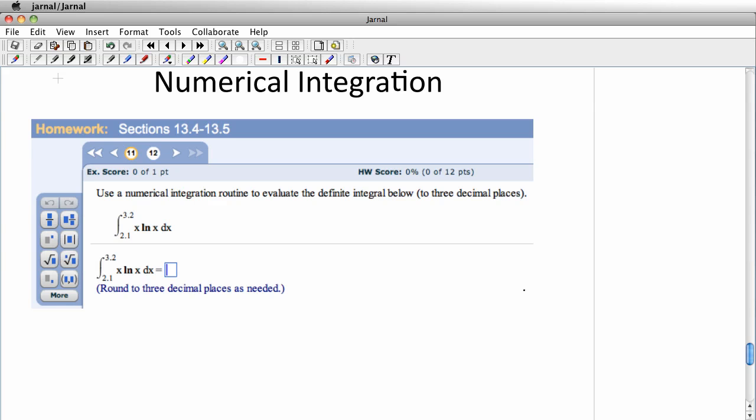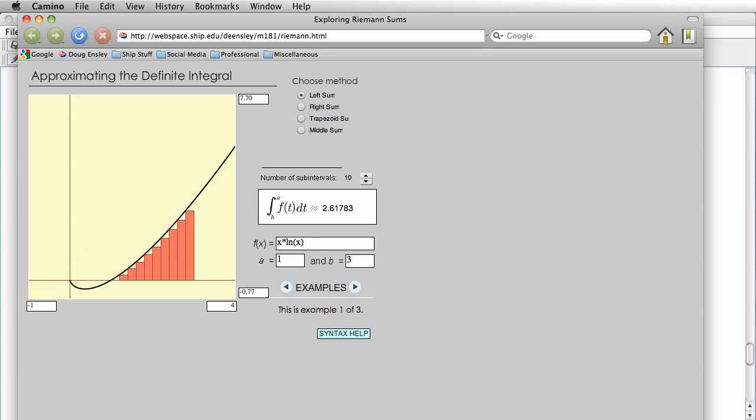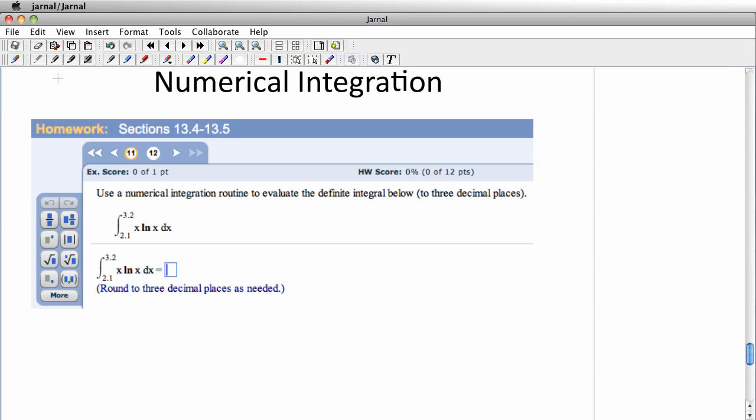So like x times log of x is the problem here. So I can put x times log of x. You do have to put the times symbol in for this applet. Of course, you can always look at other applets. We want to just hit enter, and we start to get an estimate for this area. Now, I don't have this set up right to be the integral that they gave me. Let me go back to the problem.